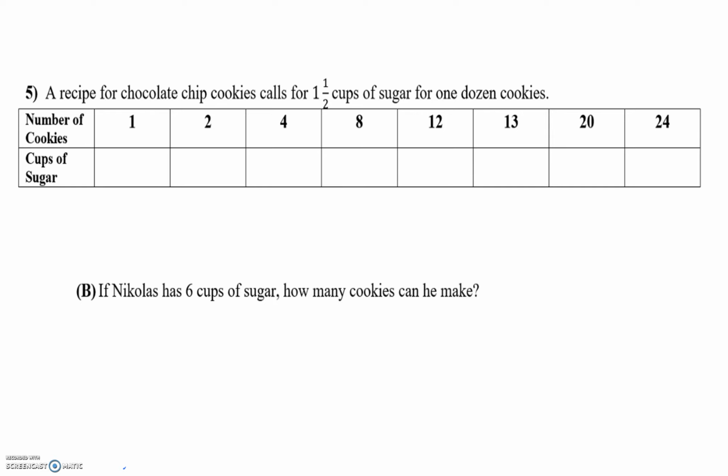dozen cookies. So let's highlight some key information. We have 1.5 cups of sugar for 1 dozen cookies. And if you remember what the first step was, step 1 is to always fill out the given information. Well, 1 dozen cookies is the same as 12 cookies. So in this part right here, where 4 cups of sugar, we're going to have to put 1.5.